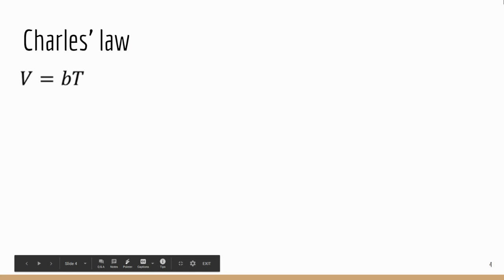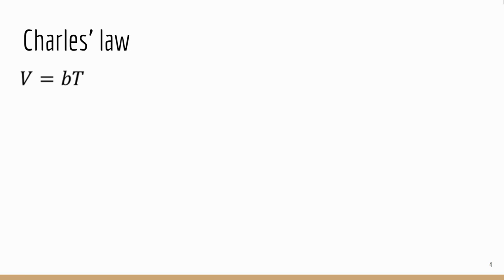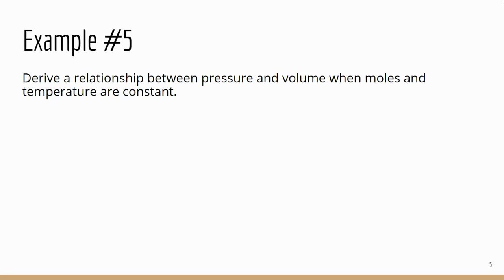Pause here. So this is just another way of saying exactly what I just wrote. So volume is equal to B times T, where B is just an arbitrary constant here. It doesn't have to be called B. You could literally call it whatever you want. What you should recognize when you see this is a direct relationship. V over T is another way of expressing a direct relationship. Pause here.